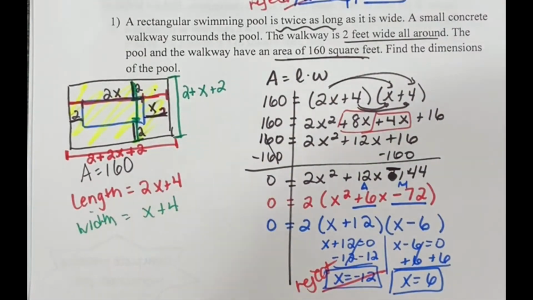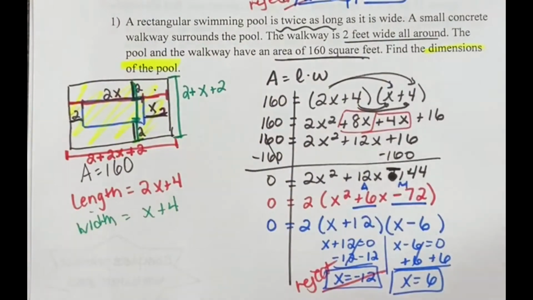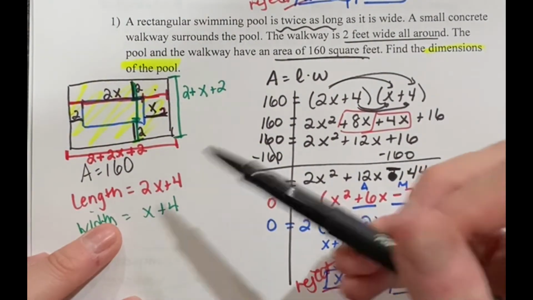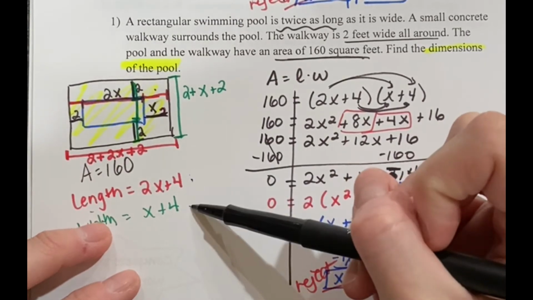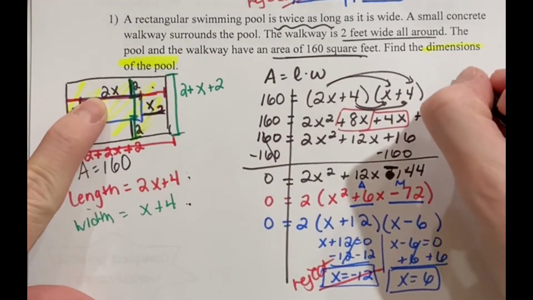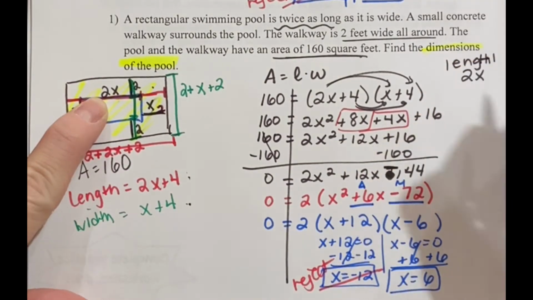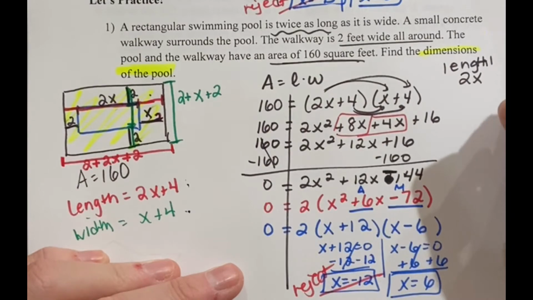But we always have to go back, look at what the question is asking for. It's asking for the dimensions of the pool. Well, I need to go back now to my let statements. But if I notice, these are the pool and the walkway. So I'm looking at my original diagram, where the length of the pool was 2x. And the width of the pool was just x.